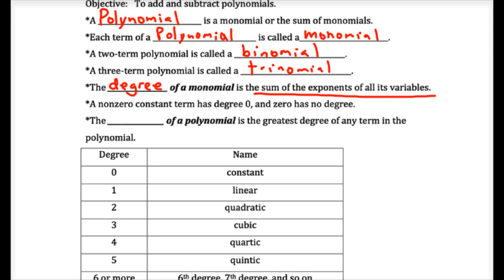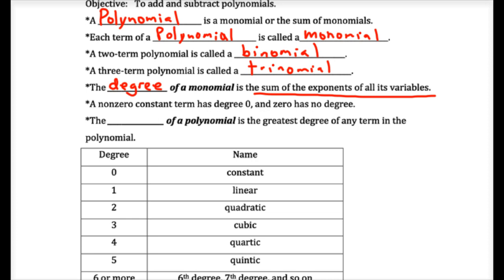A non-zero constant term has a degree of 0. And the number 0 actually has no degree. So, any constants, like, Briggs, give me your favorite number between 20 and 30. 21. The degree of 21 is 0. It's a number. Any constant has a degree of 0. We're worried about the variables and the sum of the exponents of those variables.